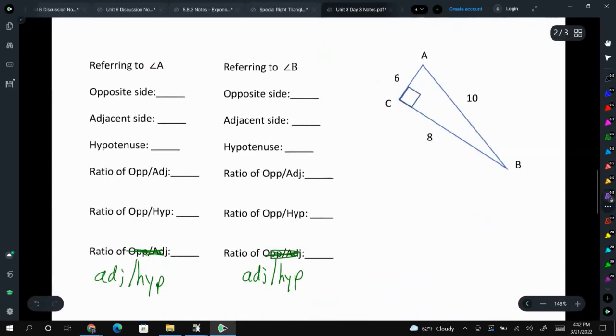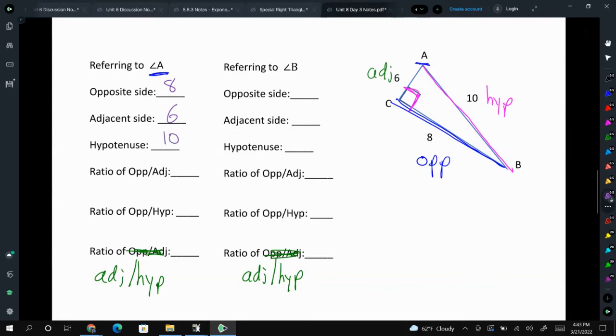Right, now this one, angle A, so here's A. Here is my right angle, so this side that's 10 is the hypotenuse. 8, this side does not touch angle A, so it's the opposite, which leaves 6 as the adjacent. Okay, so let's fill this out. The opposite side is 8, the adjacent side is 6, the hypotenuse 10.